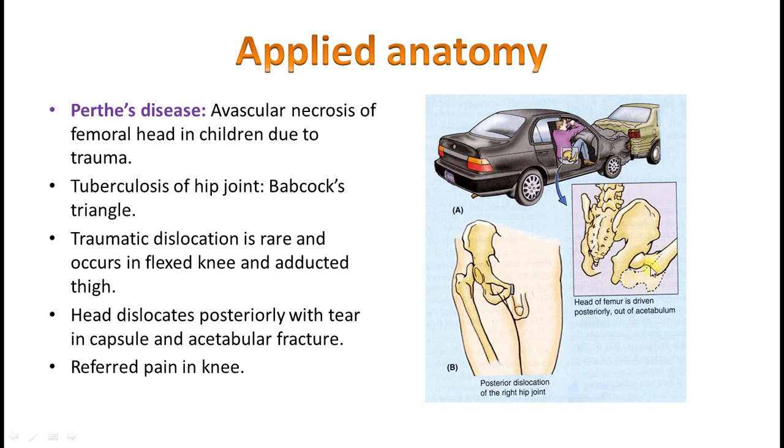Then apart from that, Perthes' disease is avascular necrosis of the femur head in children. I told you why avascular necrosis occurs most commonly in children: any trauma to the hip region, if the blood supply is cut, then avascular necrosis takes place because the epiphyseal fusion has not taken place. So the epiphyseal arteries and the diaphyseal arteries would not have been connected. Since there is no other source of blood supply, avascular necrosis takes place. This is called Perthes' disease.